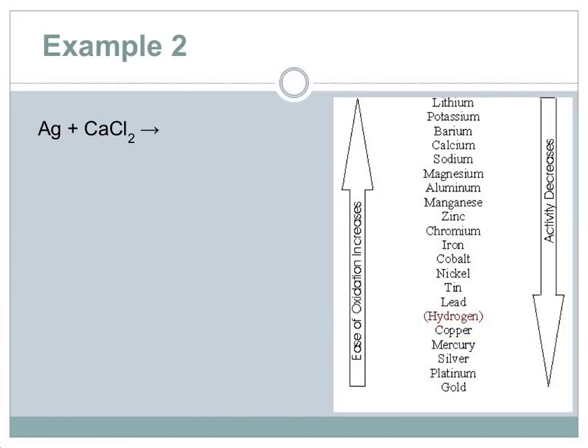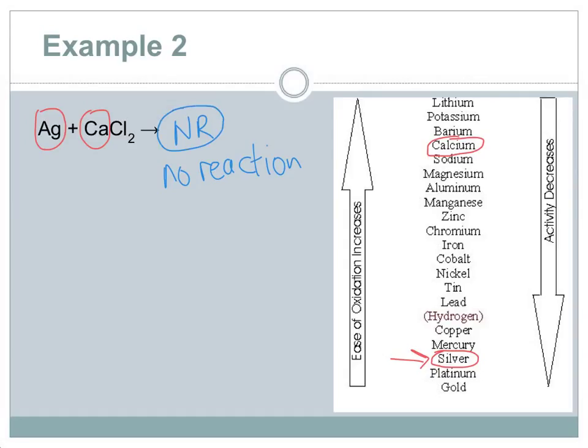Our second example then is silver plus calcium chloride. So we want to find both silver and calcium in our activity series. Silver is here, and calcium is up here. In this case, we want silver to be above calcium in the activity series, but it's not. It's below calcium. So that means that it's not reactive enough to create this single displacement reaction, so there would be no reaction. You can write out no reaction fully if you would like to, but more commonly in chemistry, we just write NR as no reaction.